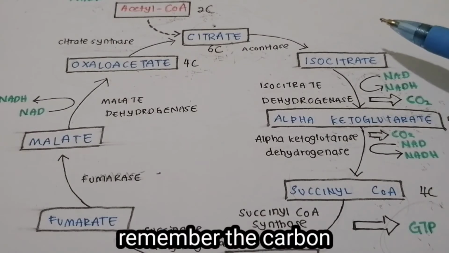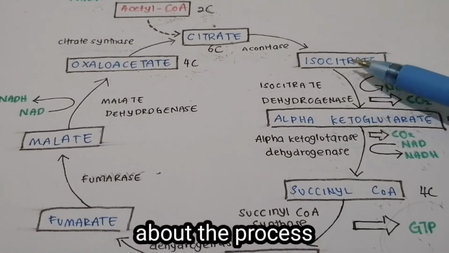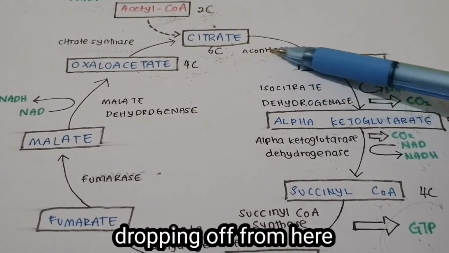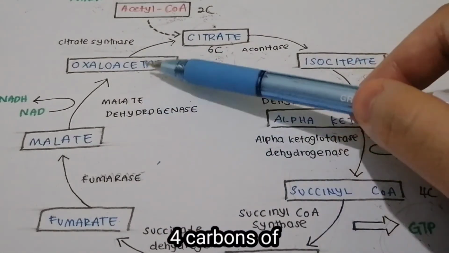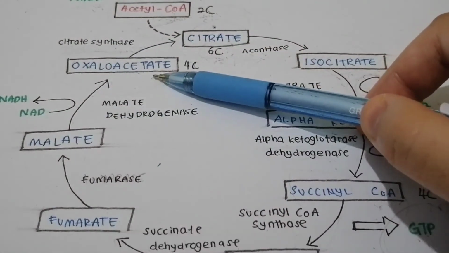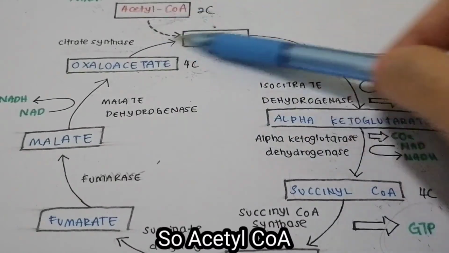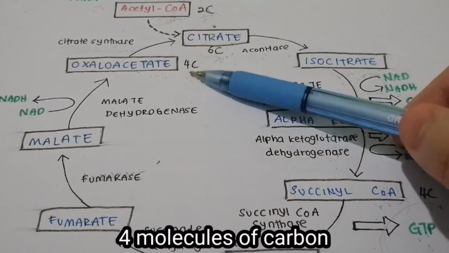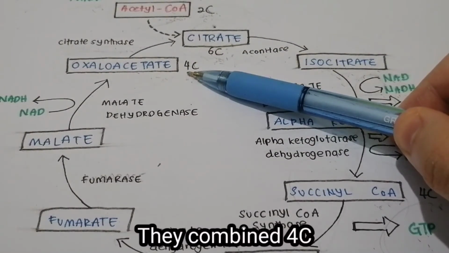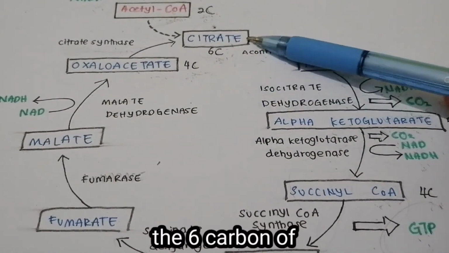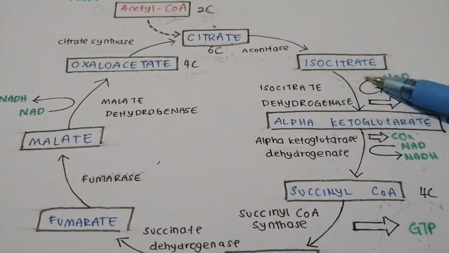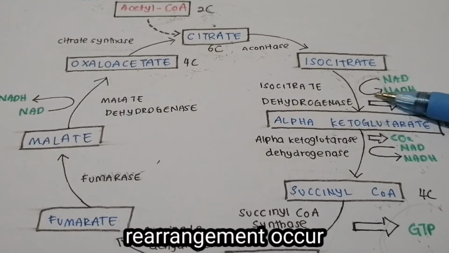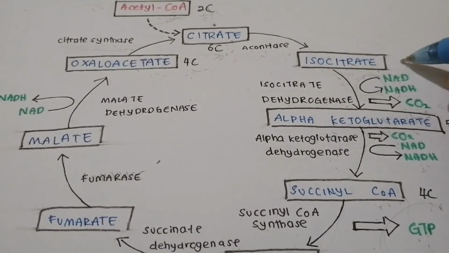The best way to remember the carbon count is to think about the process starting with 6 carbon citrate. The carbon is dropping off from here until we get 4 carbon oxaloacetate again. So, acetyl-CoA has 2 carbons and oxaloacetate has 4 carbons. They combine, 4 plus 2, to form the 6 carbon citrate. In the next molecule, no change occurs, just rearrangement, so 6 carbon again.